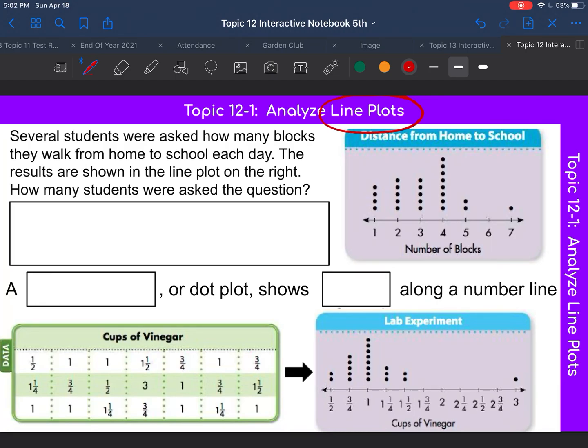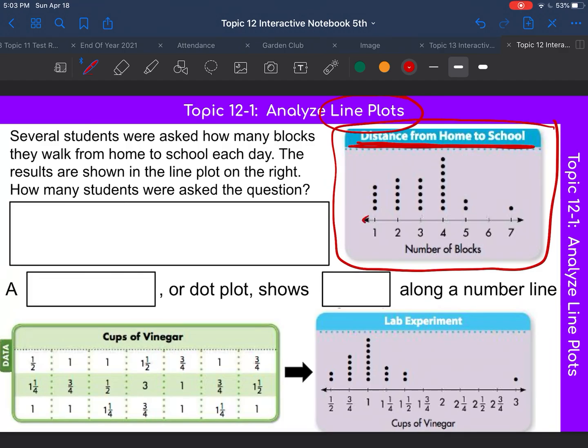It says several students were asked how many blocks they walk from home to school each day. The results are shown in the line plot on the right. How many students were asked the question? So this is an example of what a line plot looks like. You see at the top there is a title. It's titled Distance from Home to School.